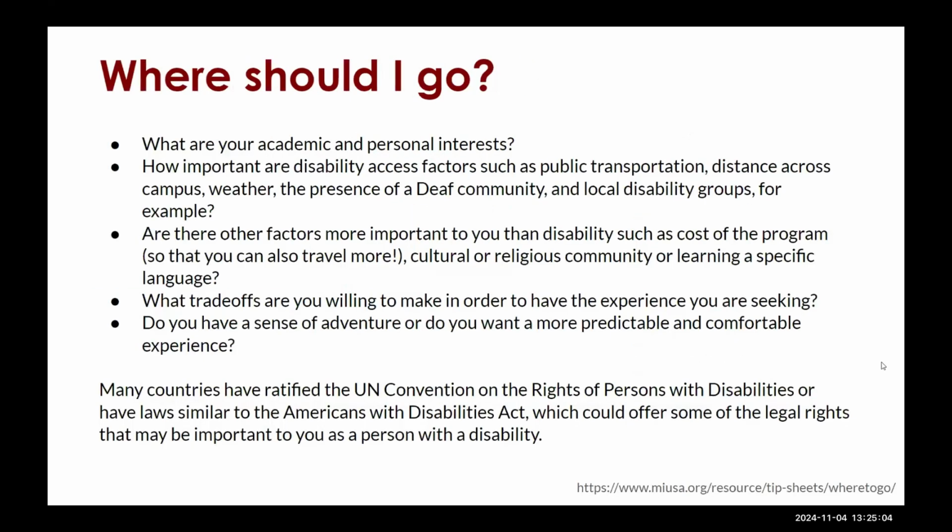So where should you go? These are some questions to think about when you want to consider going abroad. What are your priorities and what are your interests? These are academic and personal interests, but also what's more important to you, the location or the coursework that has more interesting courses? How important are disability access factors for you?